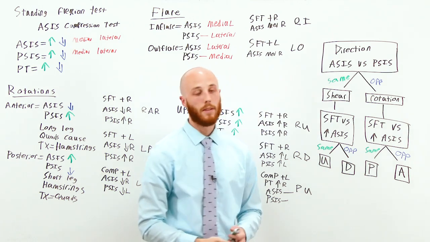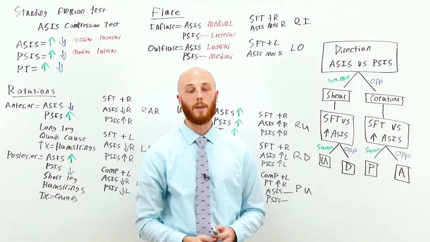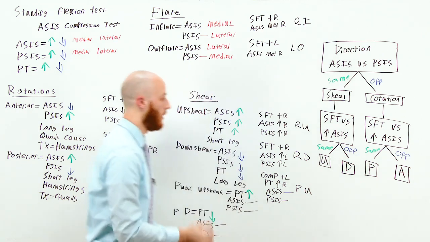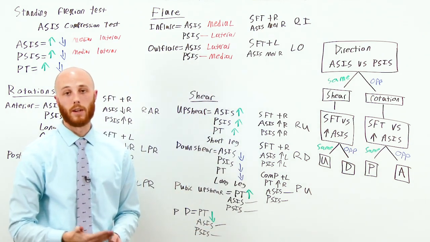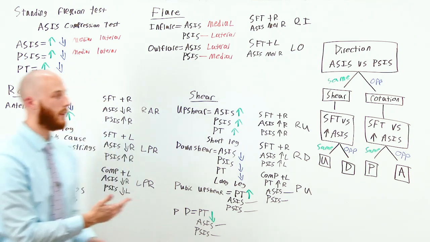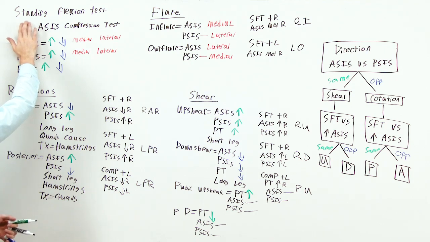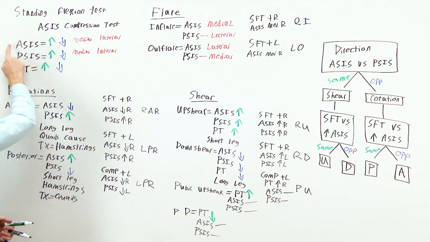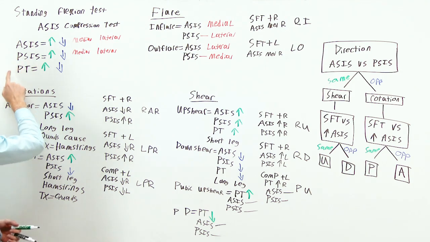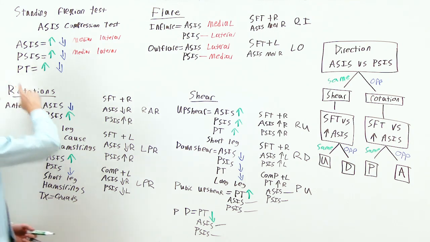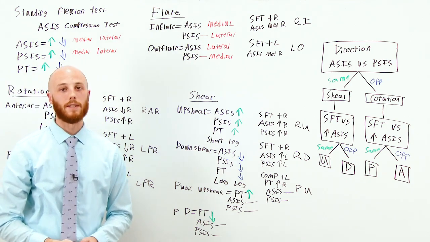So we went over two different methods of diagnosing the innominate during this lecture. We went over the cowabunga hands and we went over the chart. The only other thing that you need to do is assess which side the standing flexion test is positive, the ASIS location, the PSIS location, and the pubic tubercle location. And that's how you diagnose the innominate.